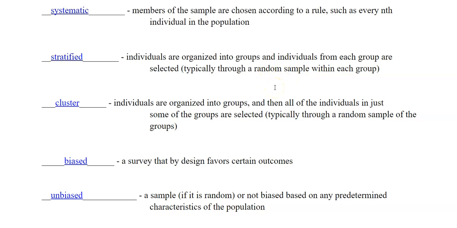Stratified means that you group people into different groups and then select people from those groups, usually randomly. So in other words, if we looked at our grade level and we had our A, B, C, D classes, we would pick a certain amount from A, a certain amount from B, a certain amount from C, and a certain amount from D. And within those groups, we would be selecting those individuals randomly.